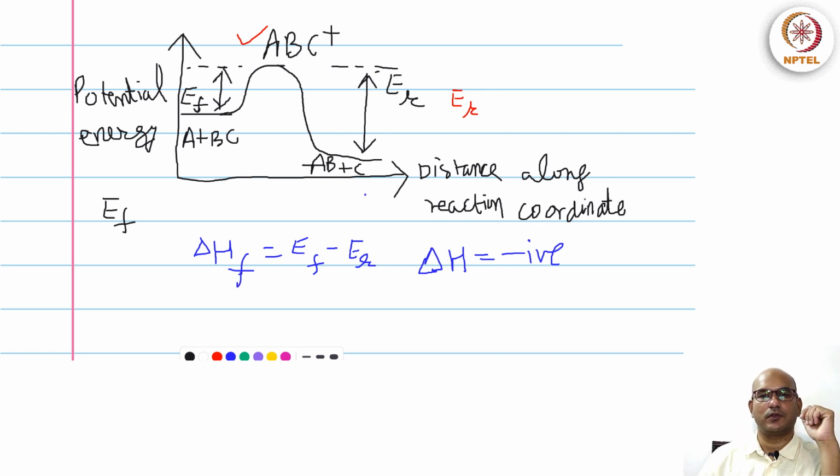If we were to go from AB plus C to A plus BC, we need a higher activation energy, and also our delta H would be positive, which means it's an endothermic reaction, we have to provide more energy. So this gives us an understanding of the potential energy barriers to different reactions.